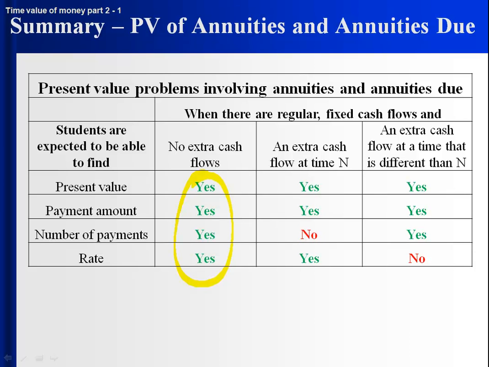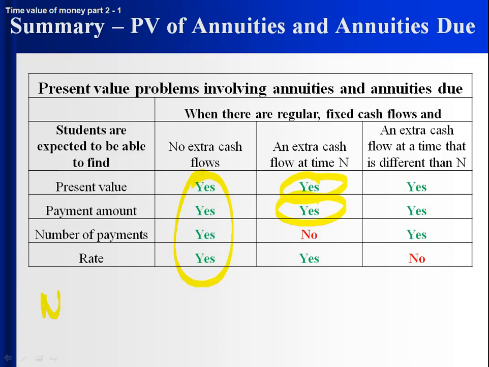If there's an extra cash flow at time n, and what that means is you have an annuity or annuity due with n payments, and then also at time n there's an extra payment, you should be able to find the present value, and that can be done one of two ways. It can be done as either find the present value of the extra, then find the present value of the annuity or annuity due, and then add them together. But since the number of payments is equal to the number of periods for the extra payment, it can be done in one step.